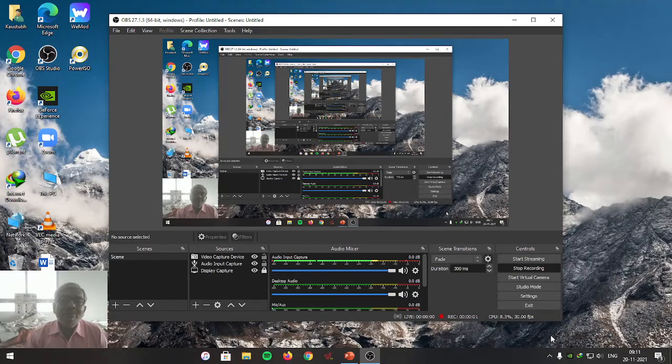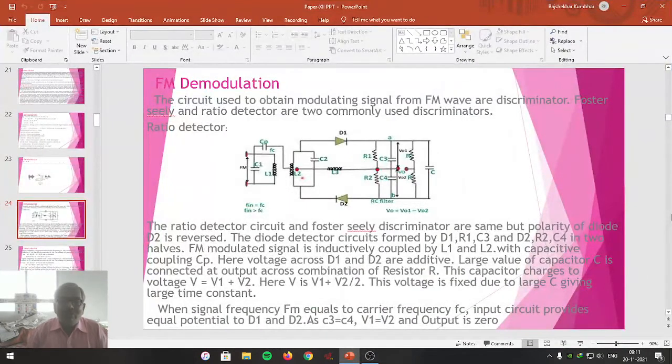Dear students, in yesterday's lecture we studied one type of demodulation, and that is AM demodulation, that is used in a receiver to recover the original information from the modulated wave, which is an important process to be adopted in electronic communication at the receiving end.